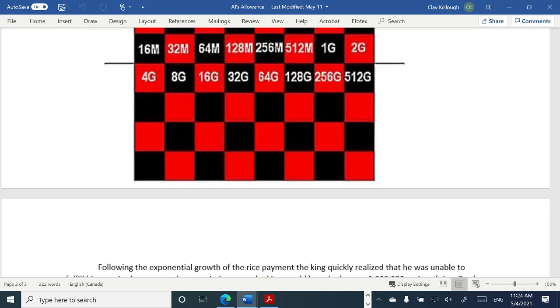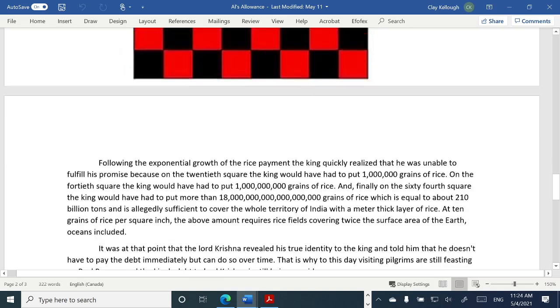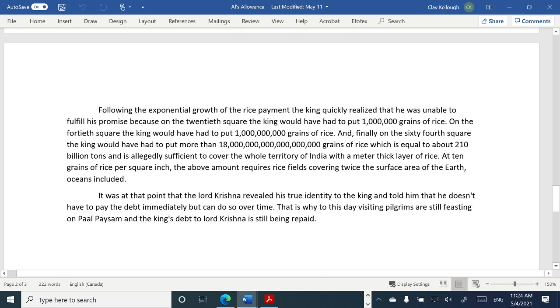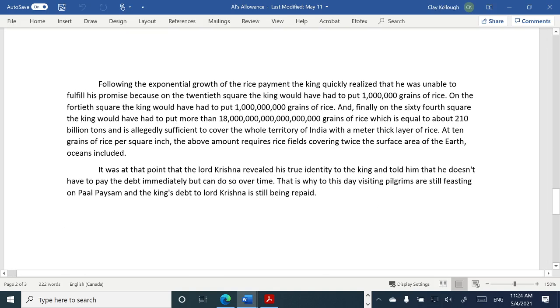Following the exponential growth of the rice payment, the king quickly realized that he was unable to fulfill his promise because on the 20th square, that's 1 million grains. On the 40th square, we're looking at 1 billion grains. And finally, on the 64th square, I have no idea how to read that number, 18 billion trillion, if I got that right, grains of rice, which is about 210 billion tons.